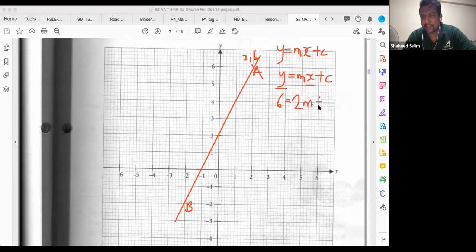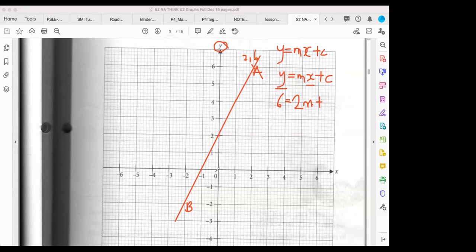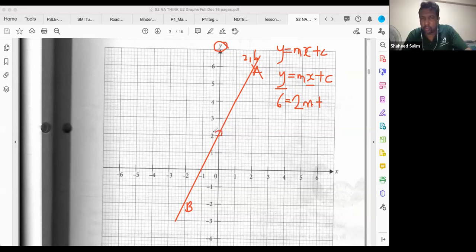Now what is c? Okay, what is c? Down here is c, right? This is a formula. What is c? c is called the y-intercept. What is intercept? It means where you cut the y-axis. This is the y-axis. This graph cuts the y-axis at a point. The point is number 2. So you put plus 2 here.